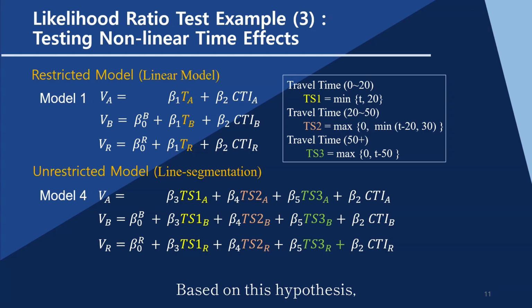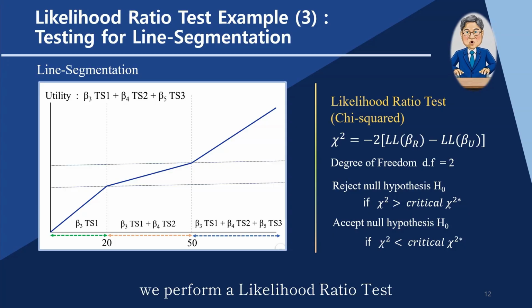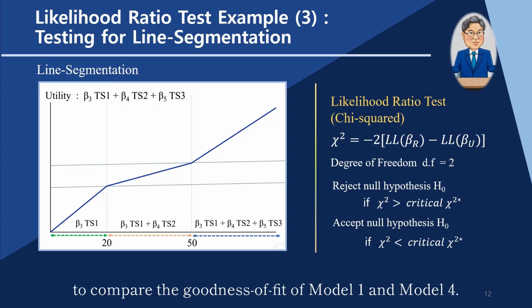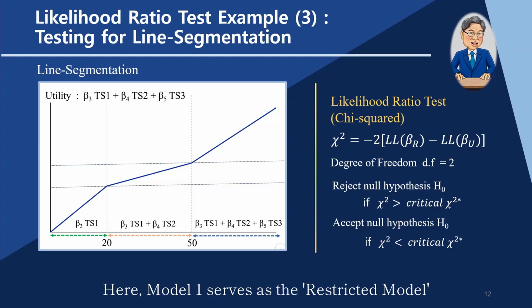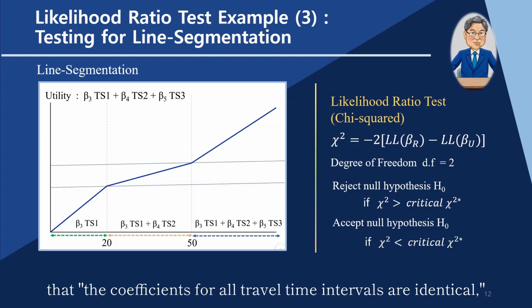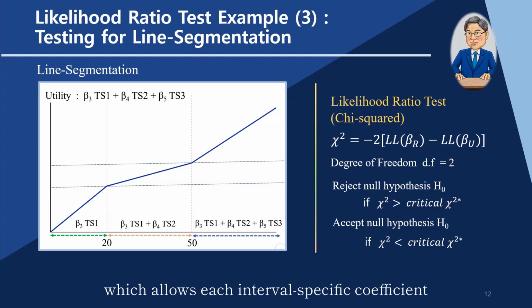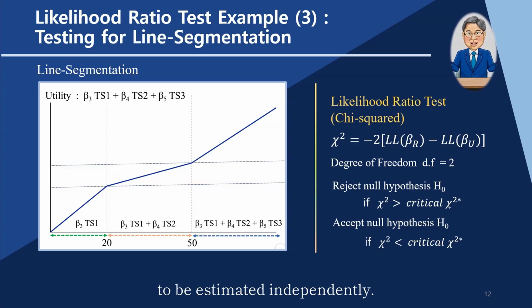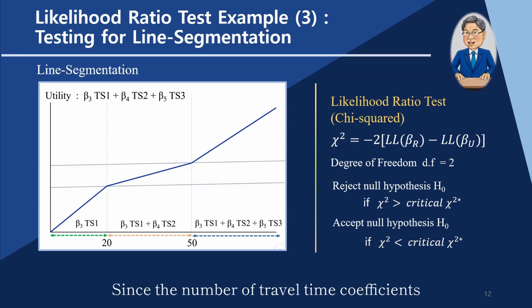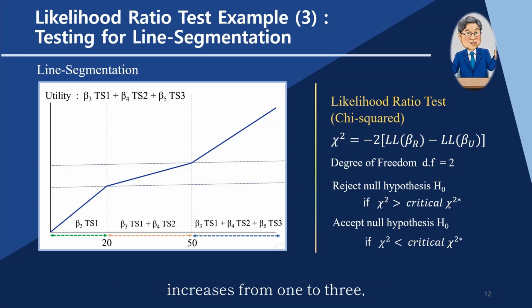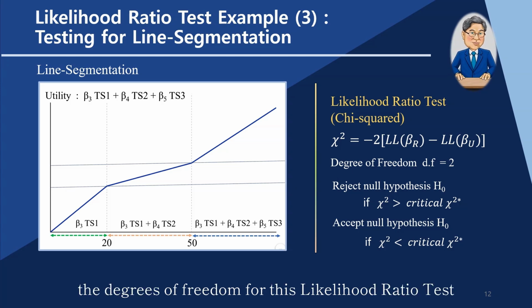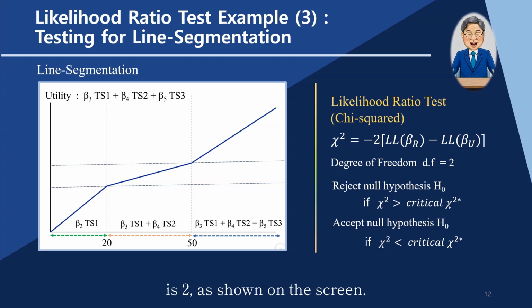Based on this hypothesis, we perform a likelihood ratio test to compare the goodness of fit of Model 1 and Model 4. Here, Model 1 serves as the restricted model, constrained by the assumption that the coefficients for all travel time intervals are identical, while Model 4 is the unrestricted model, which allows each interval-specific coefficient to be estimated independently. Since the number of travel time coefficients increases from 1 to 3, the degrees of freedom for this likelihood ratio test is 2, as shown on the screen.